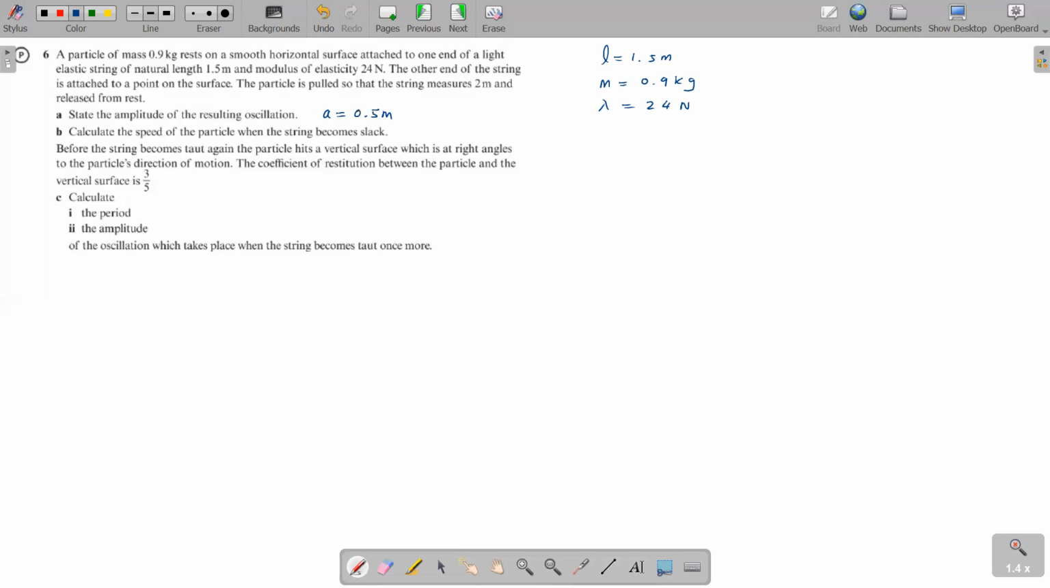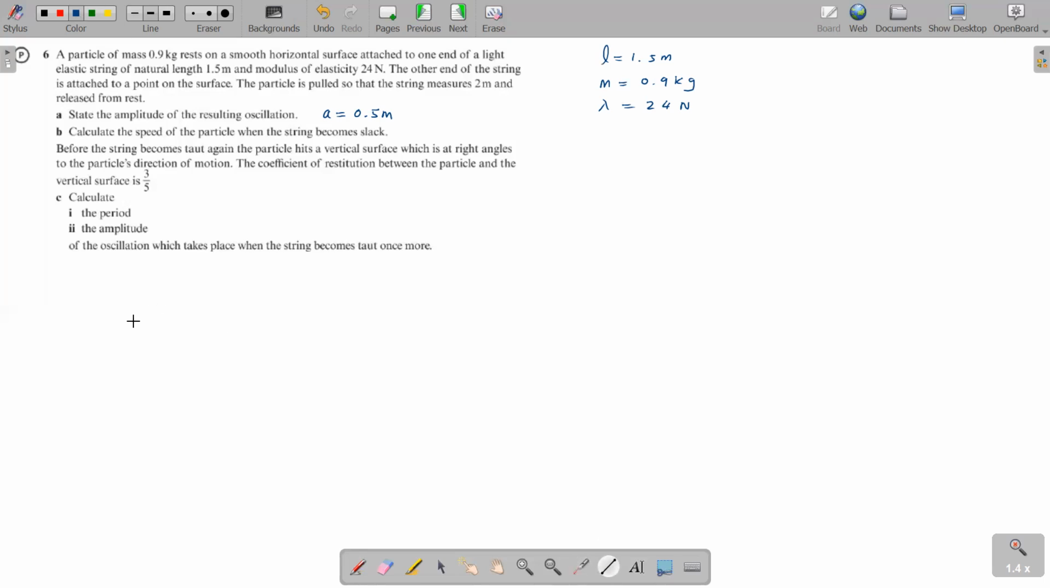Calculate the speed of the particle when the string becomes slack. Okay, so obviously to do this, we will go for the F equal ma equation, get omega and the speed of the particle when the string becomes slack. Now by now you know that when the string becomes slack, it means you are at the center of the SHM. Do you remember? Yes. So when the string becomes slack, that means you are at the natural length. When you are at the natural length, you are at the center of your SHM.